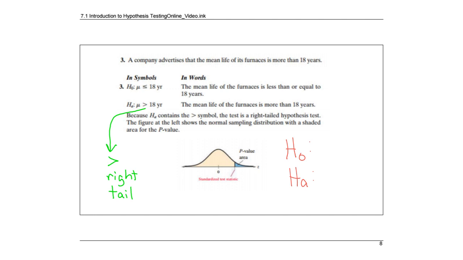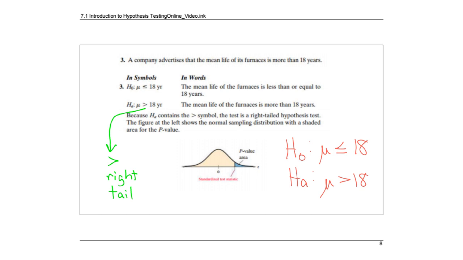All right, this one is a company advertises that the mean life of its furnaces is more than 18 years. So that would be greater than 18. It doesn't have an or equal to, so I'm going to put that in the alternative: the mean life of the furnace is greater than 18. That means I want my complement here, which is mean less than or equal to 18.